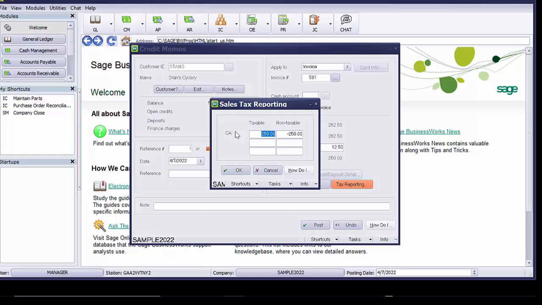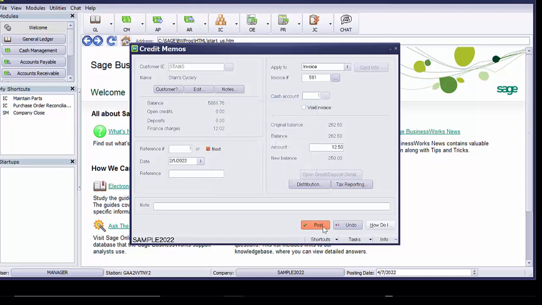Sage BusinessWorks presents this screen for informational purposes. In most situations, no changes really need to be made on the screen, but it's very important that you review the tax reporting to make sure that the taxable and non-taxable dollar amounts are correct. I'm going to say OK and go ahead and post my invoice.